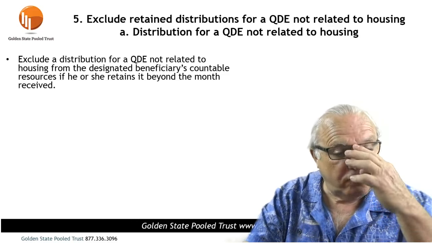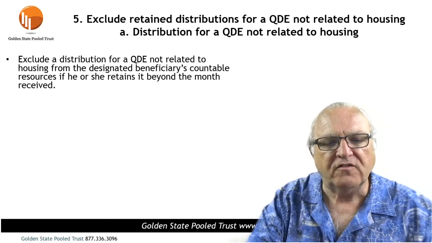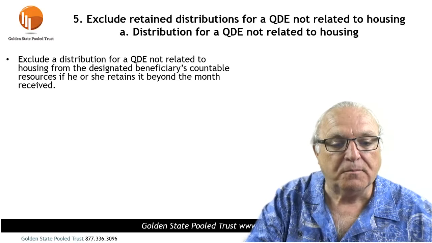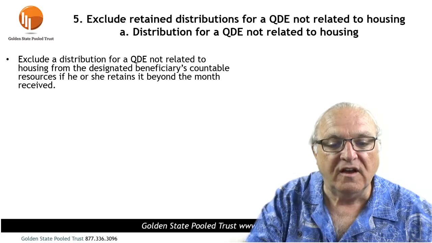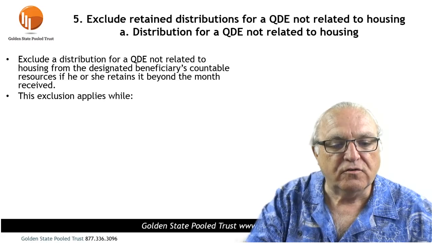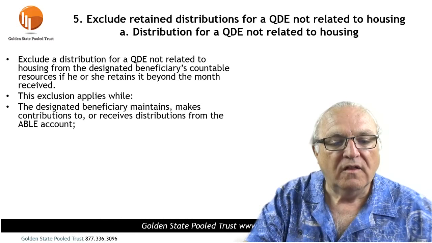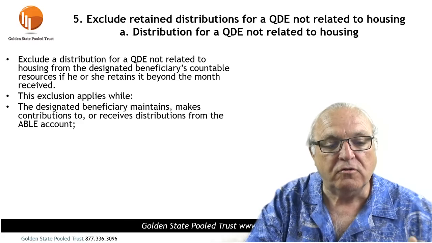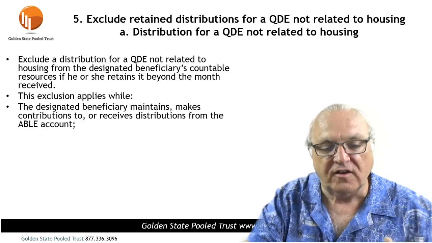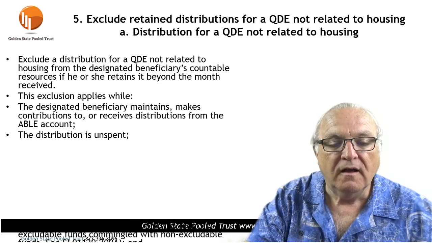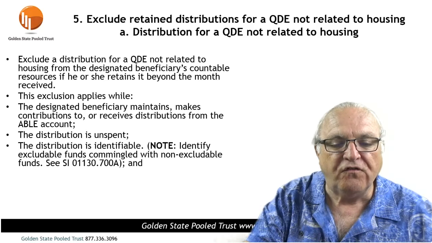Exclude distributions for a qualified disability expense that's not related to housing, for the designated beneficiary's countable resources if he or she retains it beyond the month received. This exclusion applies while the designated beneficiary maintains, makes contributions to, or receives distributions from the ABLE account, telling us that it needs to be a valid ABLE account. The distribution is unspent and the distribution is identifiable.